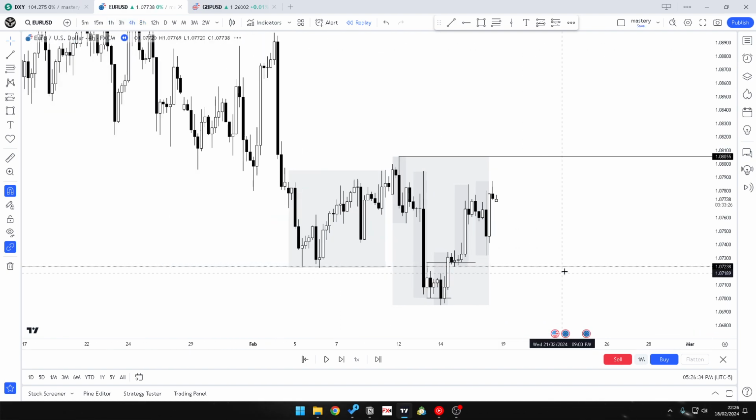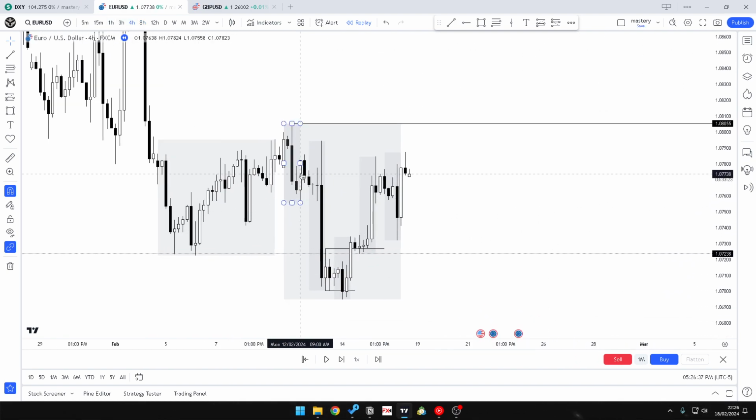So on the 4-hour, before going to the 1 hour, we can see that actually the third 4-hour candlestick is the London session. Now this was the fourth, 1, 2, 3, 4th, so it was the London session.